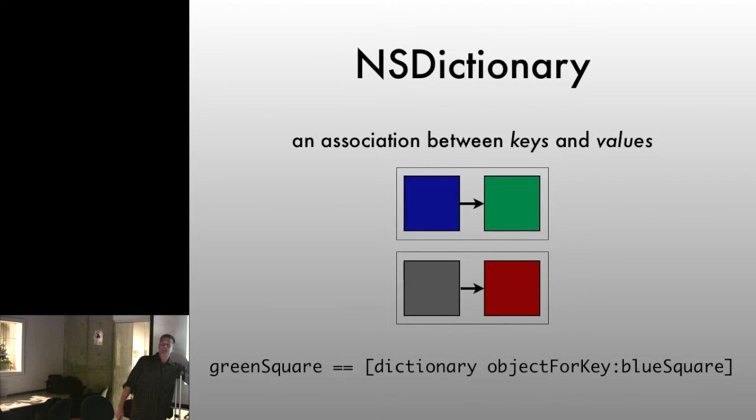Here's how you get a hold of values from your key. It's your dictionary name or the collection, object for key is the message, and then you pass in your key object. The keys can also be sets, can also be dictionaries. So you're not limited to the types of objects that you're looking for, but they do have to be objects. Your keys do have to be objects. So there again, you can't use native C types and C++ types, but you can wrap them, and we'll show you how to do that in a slide or two.